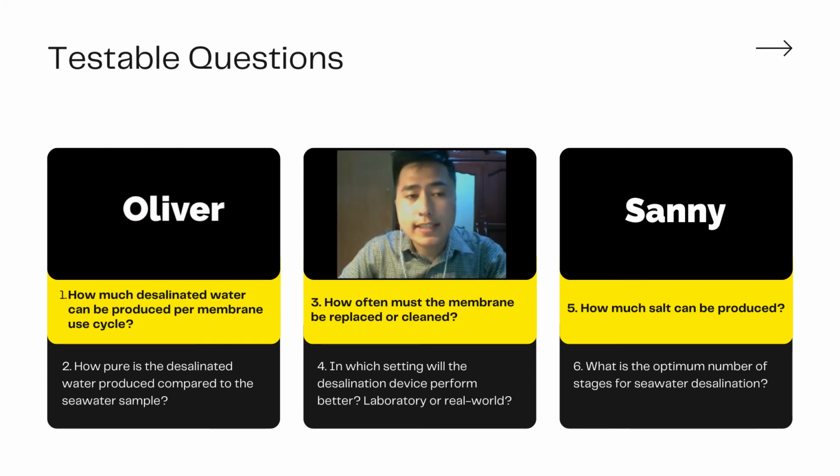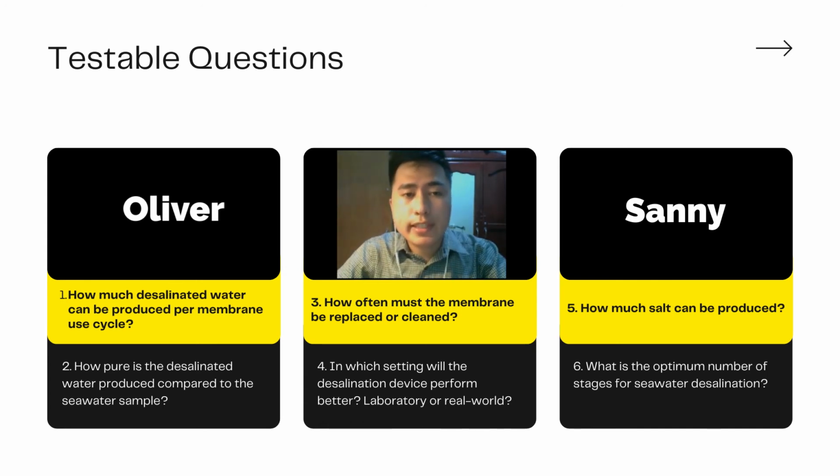The third question is, how often must the membrane be replaced or cleaned? So the target objective of this question is the cost and maintenance. The frequency of the number of times you would replace the membrane would account for the cost, and the cleanup would account for the maintenance. It also tackles the objective and the type of the membrane to be used. The stability of the membrane against some factors would somehow correlate to the frequency of the number of times the membrane should be replaced, and would account for the considerations on the type of the membrane to be used in the experiment.